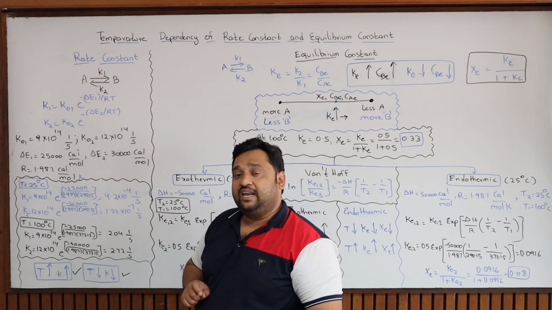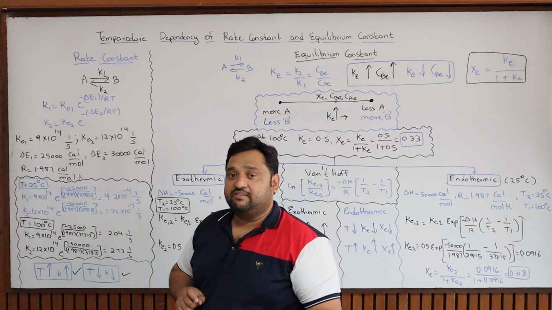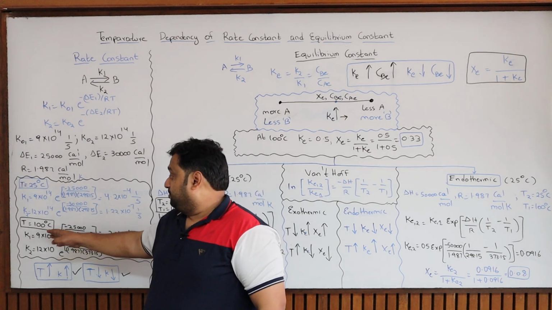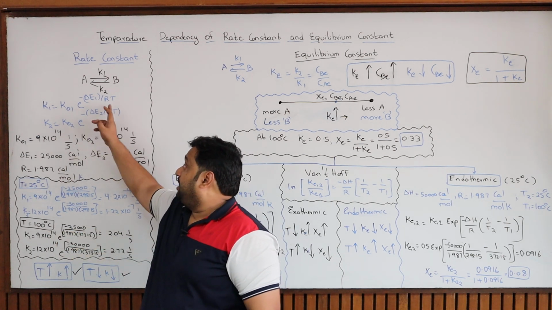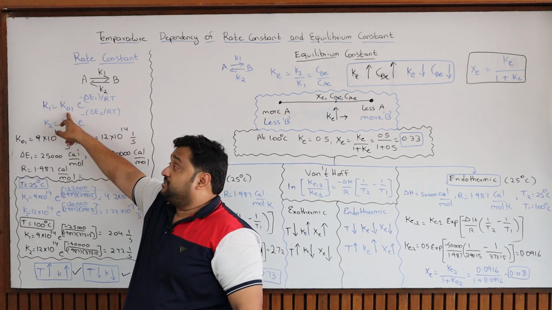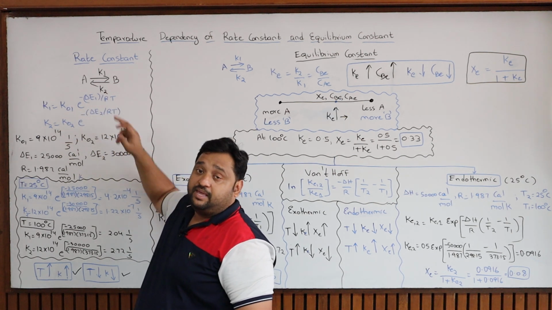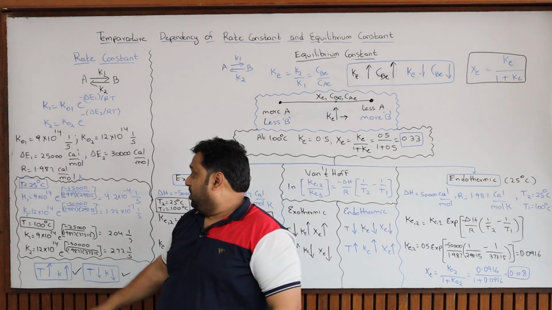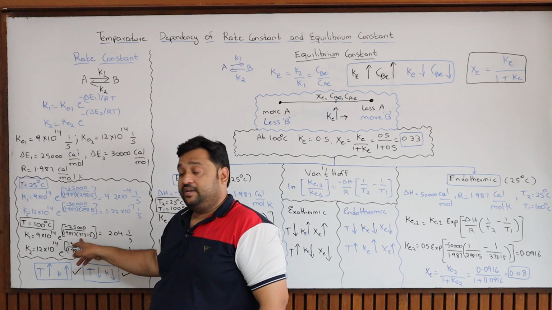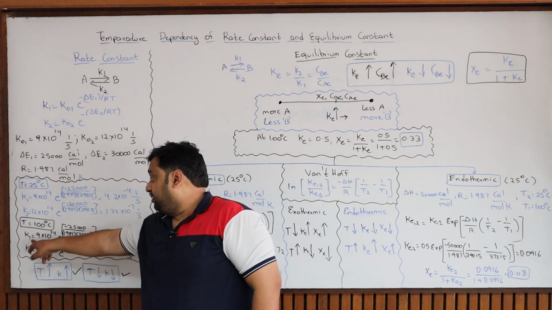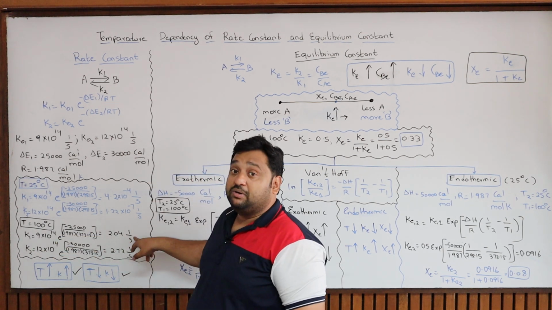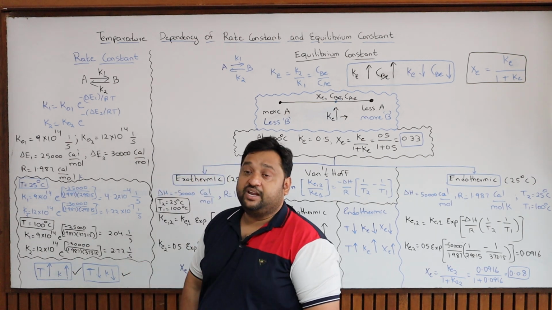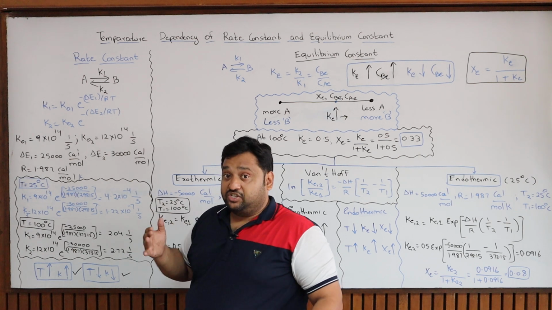Let us calculate the same rate constant values at a higher temperature, which is 100 degrees centigrade. Everything remains the same: the pre-exponential constant is the same, the activation energy is the same, R is the same, only T is going to change. T now is 100 degrees centigrade. If you substitute every value, K1 you get is 2.04 per second, and K2 is equal to 2.72 per second. Now you see the relationship.